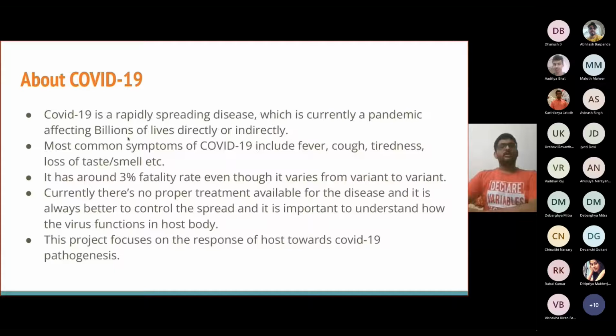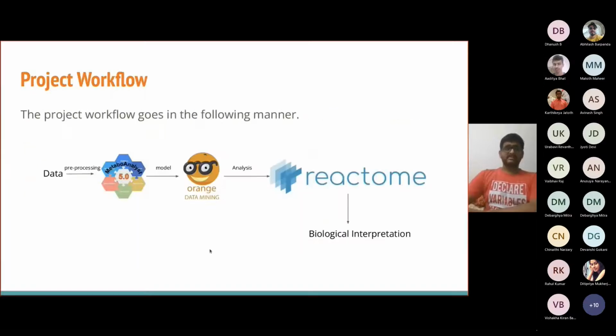references. About COVID-19. As you all know, COVID-19 is a rapidly spreading disease which is currently a pandemic affecting billions of lives directly or indirectly. Most common symptoms of COVID-19 include fever, cough, tiredness, loss of taste or smell, etc. It has around a 3% fatality rate, even though it varies from variant to variant. Currently, there is no proper treatment available for the disease, and it is always better to control the spread. And it is important to understand how the virus functions in the host body. This project focuses on the response of the host towards COVID-19 pathogenesis.